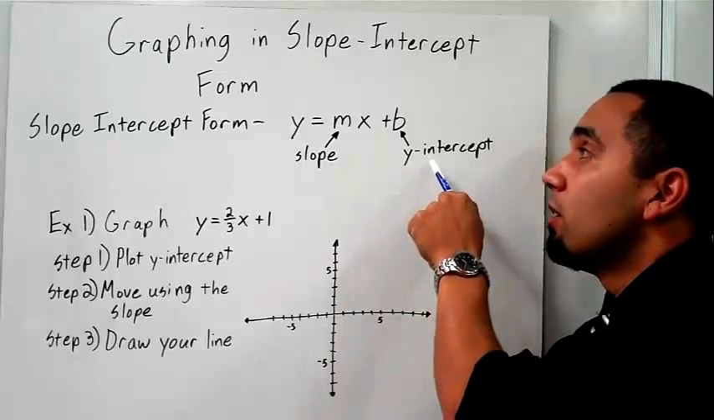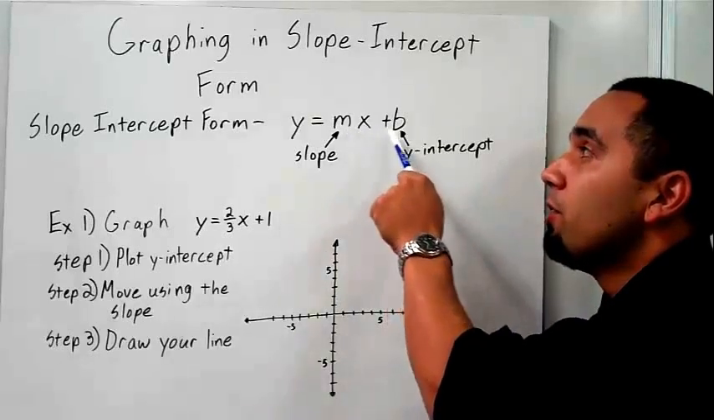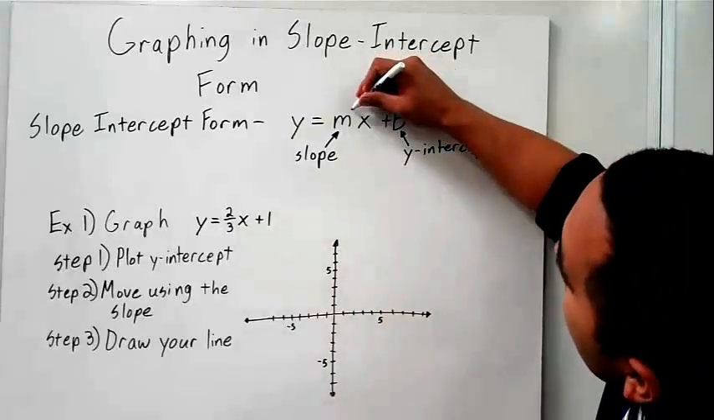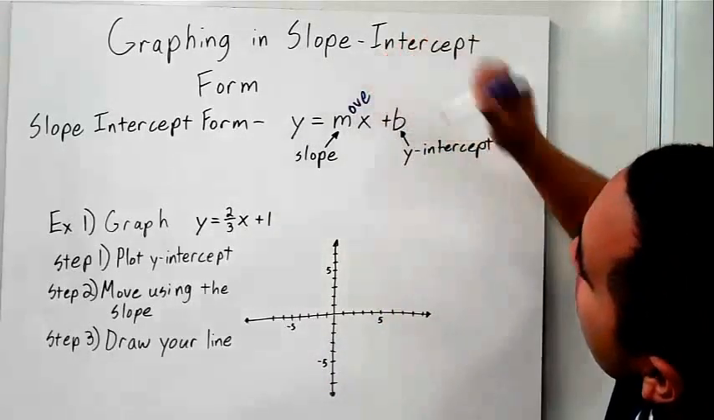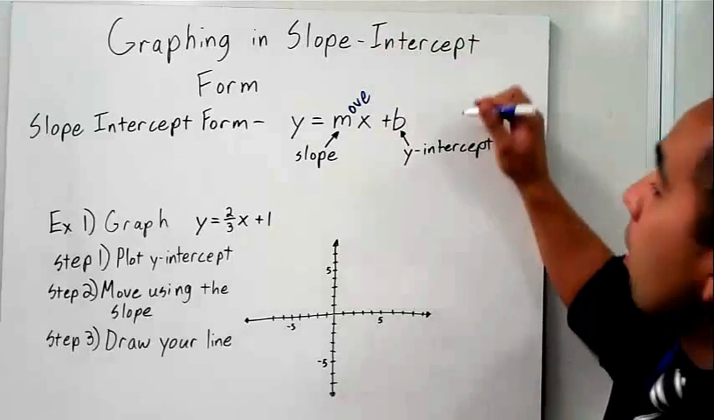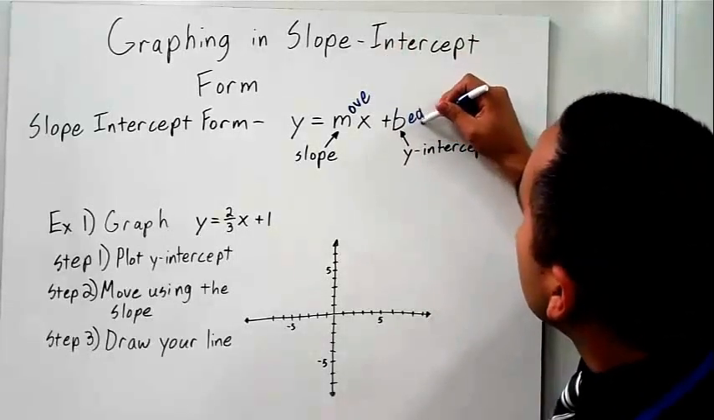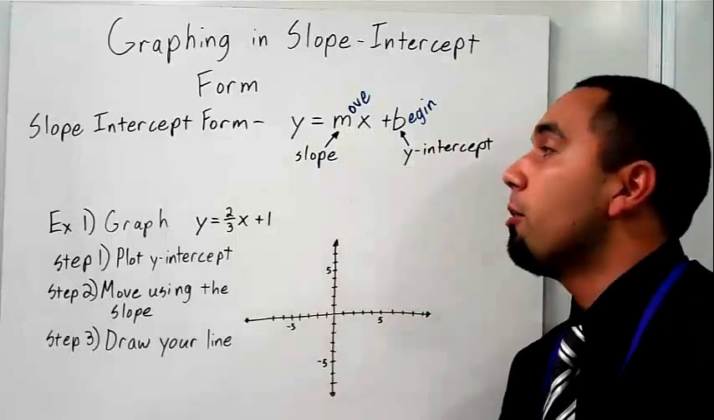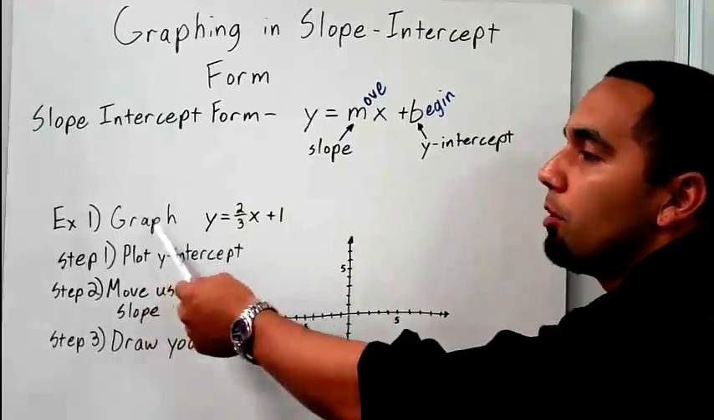It's kind of confusing with it being m and b, but actually if we think of m as how we move, and we think of b as where we begin, it kind of makes sense why we have m and b. Okay, so I'm going to explain that here in example number 1.